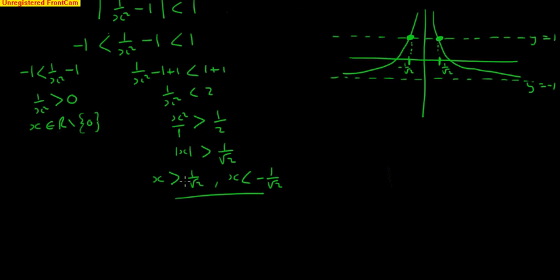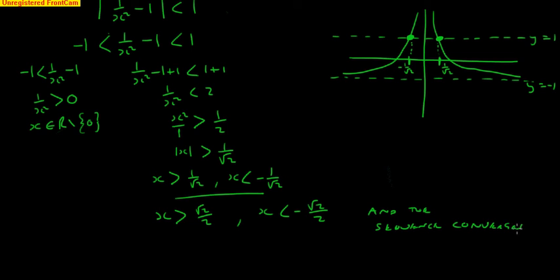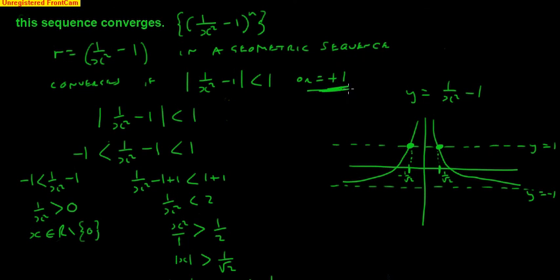If we want to write that with rational denominators, we should write it like this: x is bigger than root 2 over 2, or we have x is less than negative root 2 over 2. And the sequence converges. Oh, no, I've forgotten. I've got to include where it equals 1, which is up here, so I must have an equals sign there. It can be equal to those, and that is because we must also include where it's equal to 1.